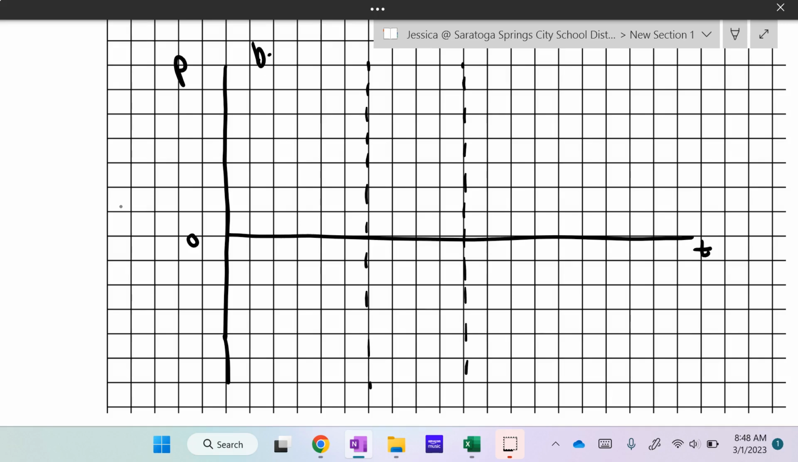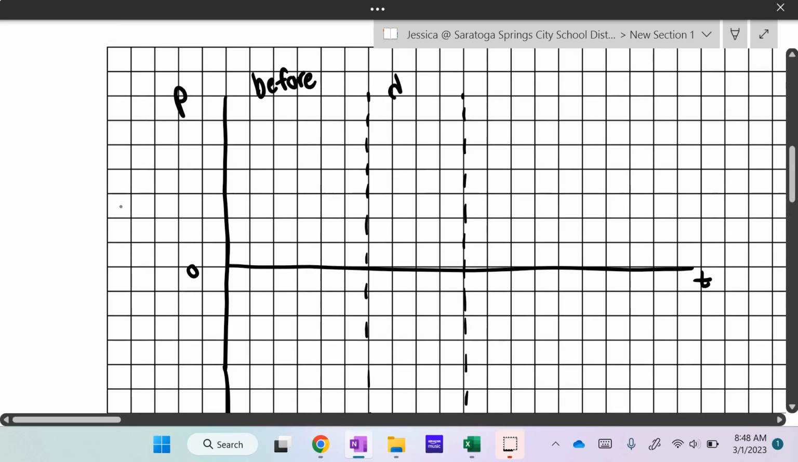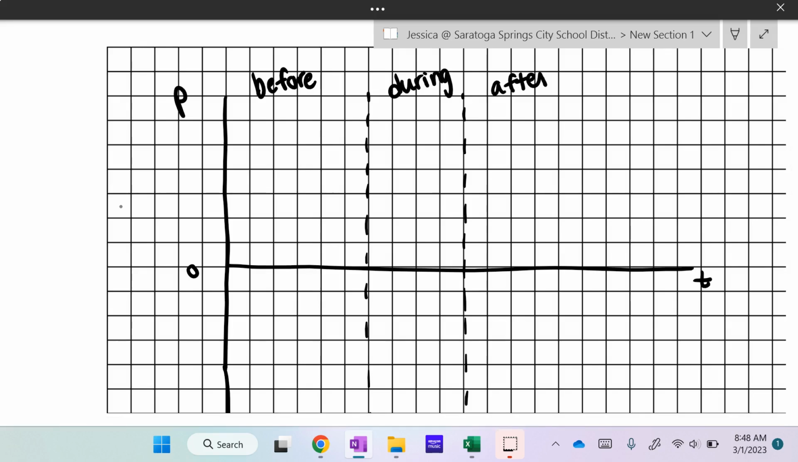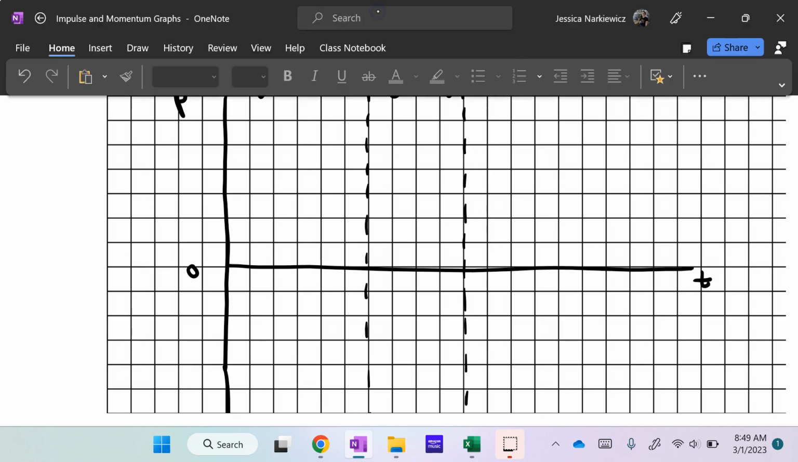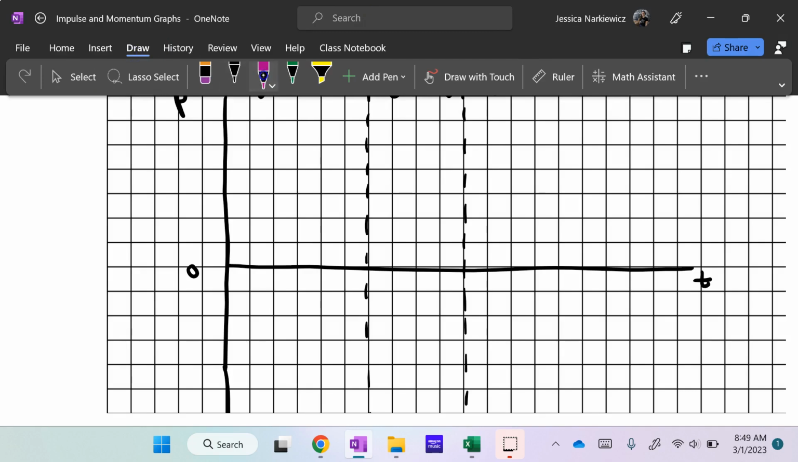Kind of like when we did that force versus time graph for the collision, we had a before, a during, and an after. Now, the during right now looks like it happens over a long amount of time. In reality, the collision occurs very quickly, but we're going to expand or exaggerate that during part so we can see some cool things that happen with the graph. Okay, let me switch colors so I can see a little bit easier.